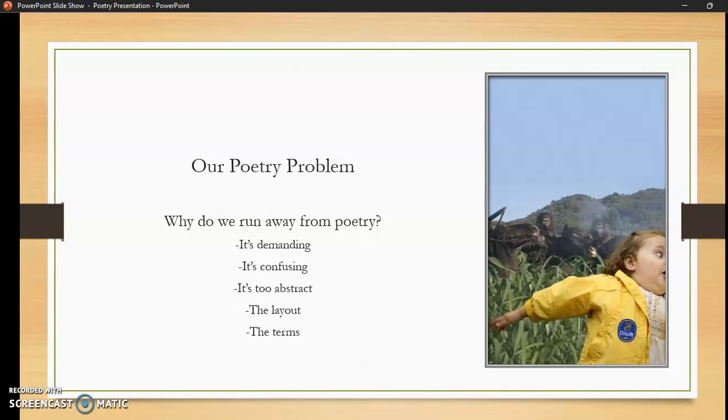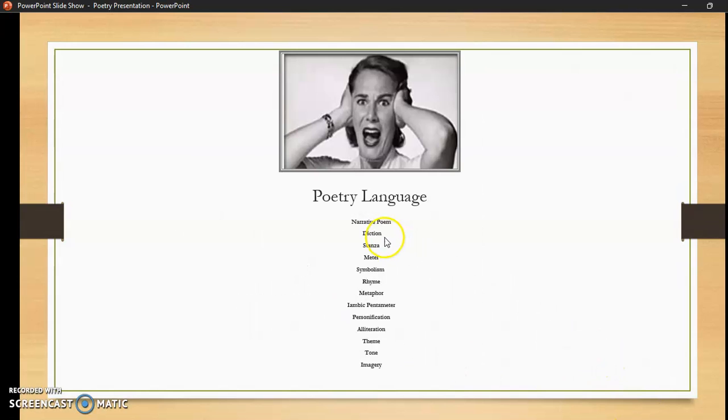And then the terms. There are a lot of terms that we have to know, or sometimes are taught early on, that just feel like it's a second language we have to become fluent in before we can even discuss poetry in an effective way. So here's some of that poetry language. This poor woman sees it, and you might feel the same, right? Narrative, poem, diction, stanza, meter, symbolism, rhyme, metaphor, the list goes on and on. There's so many different terms.